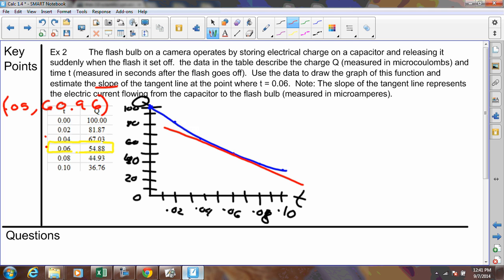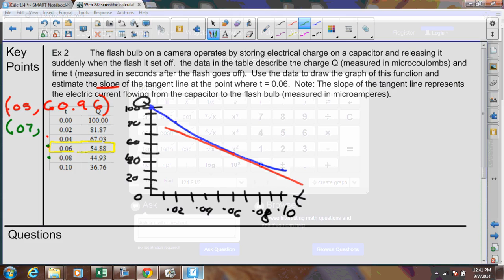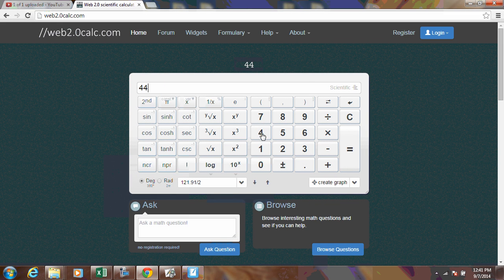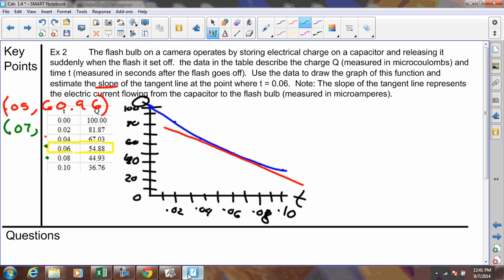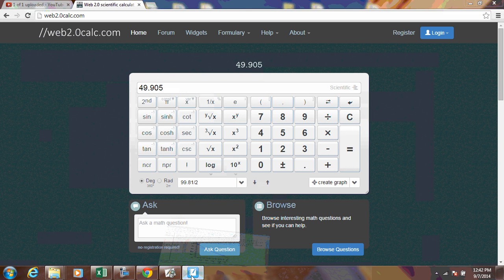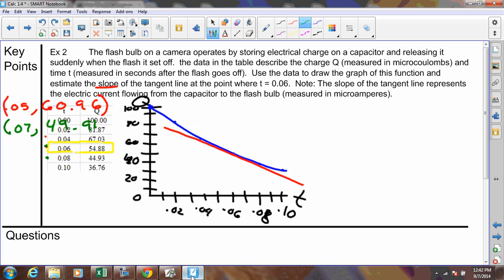We could also go through and do the same component for 0.06 and 0.08 to get an estimate for 0.07. That one would be 44.93 plus 54.88, and divide them in half, and we get an estimate of 49.91. Yeah, 49.91. And so there we go.